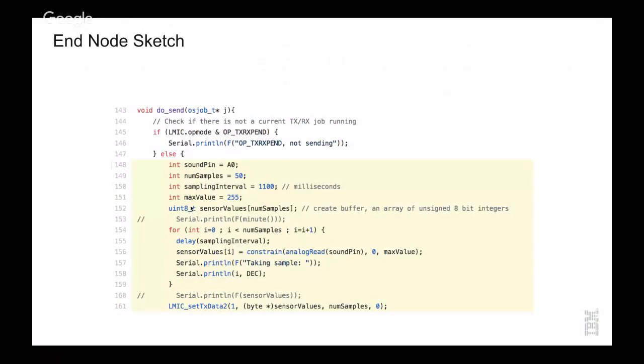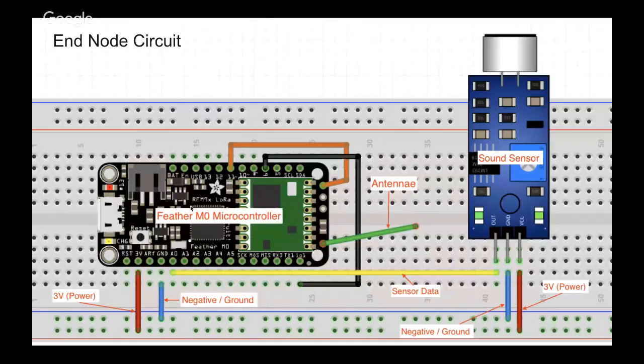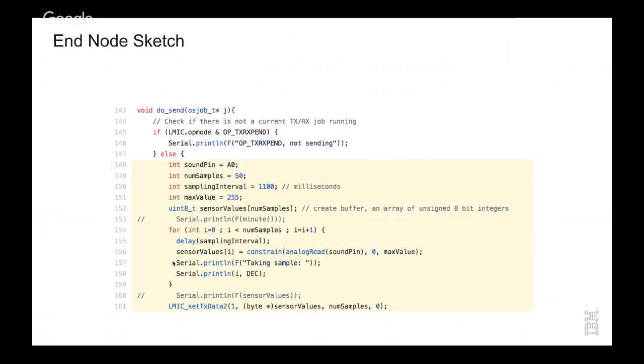So this is just an example of the code snippet that I generally run on my end nodes. Starting from the highlighted sections, we're defining a few variables to specify. Here we're showing that the sound pin is feeding data into the A0 pin, which you can see here at the lower left where the yellow wire is connected.